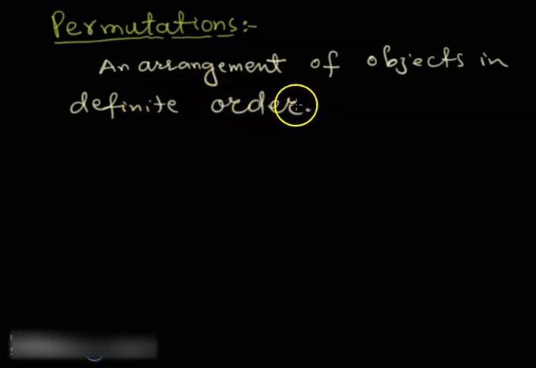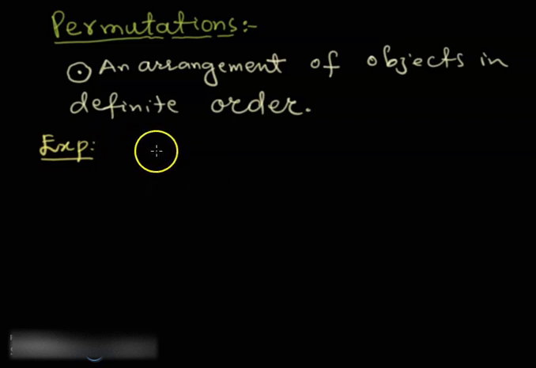Okay, so let's start making sense of it. Now consider the very simplest example. Consider you have one object, let me call this A. How many arrangements are possible? If an object is in front of you, then really it is in front of you. It is in order. You can't change it. You can't make another way of putting it.